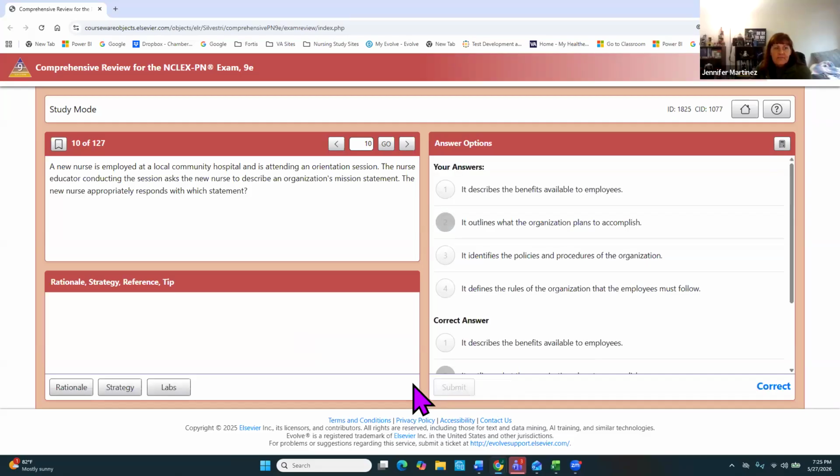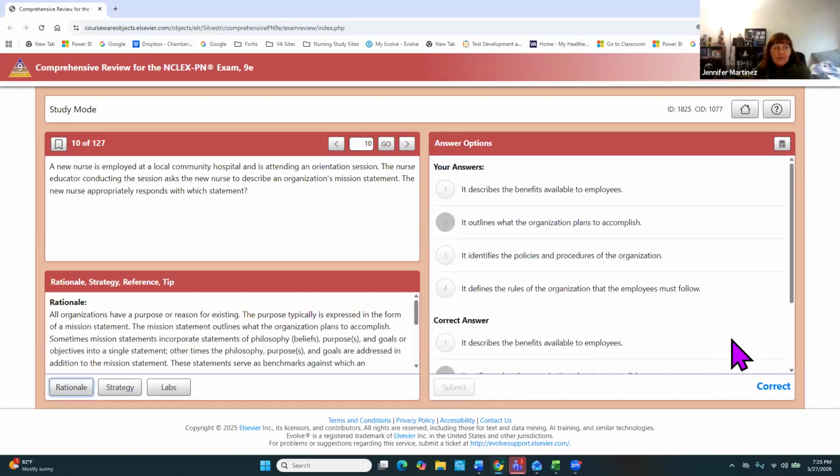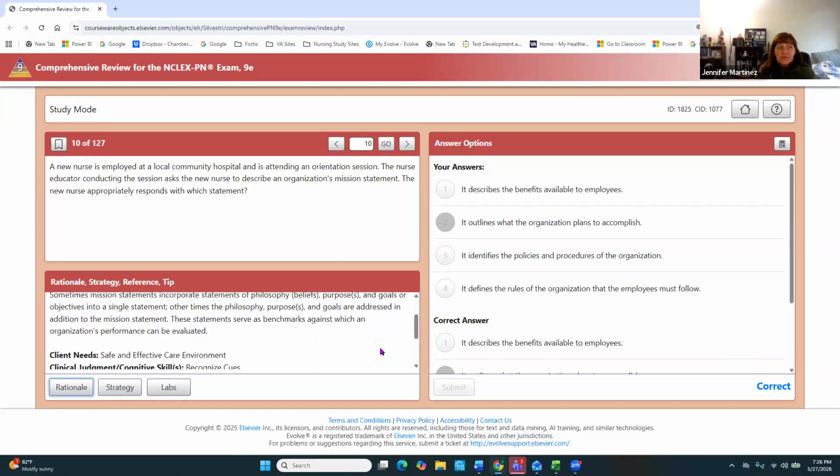All right. Very good. Yes. All organizations have a purpose or reason for existing. The purpose typically is expressed in the form of a mission statement. The mission statement outlines what the organization plans to accomplish. Some mission statements incorporate statements of philosophy or beliefs, purposes and goals, or objectives into a single statement. Other times, the philosophy, purpose, and goals are addressed in addition to the mission statement. These statements serve as benchmarks against which an organization's performance can be evaluated.